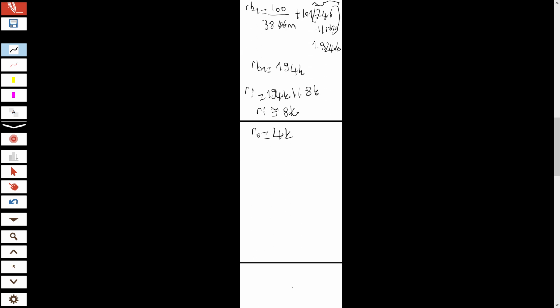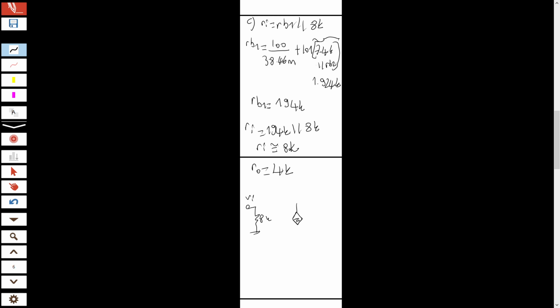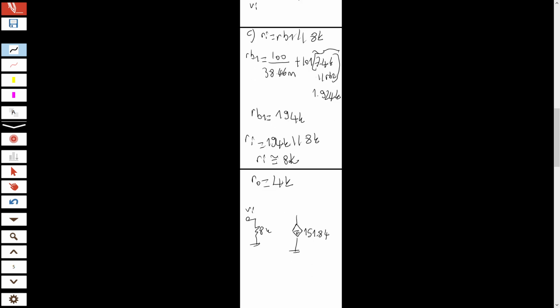So my AC equivalent of the circuit becomes: here our input is 8K. Sorry, in the gain formula there is a minus sign, because the minus sign comes from here, so minus 151.84. So my gain AC model becomes like this: minus 151.84, and the output is 4K. This is my AC equivalent of my circuit. When I look at this AC equivalent, what I see is input resistance is 8K, gain is minus 151.84, and our output is 4K.